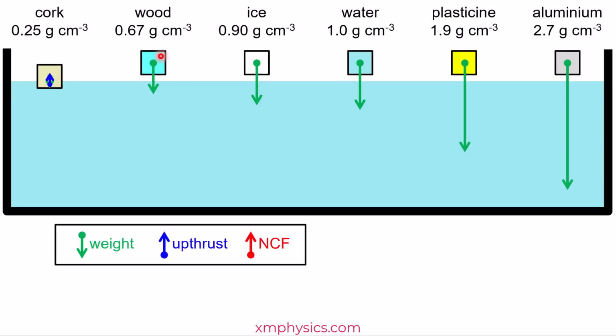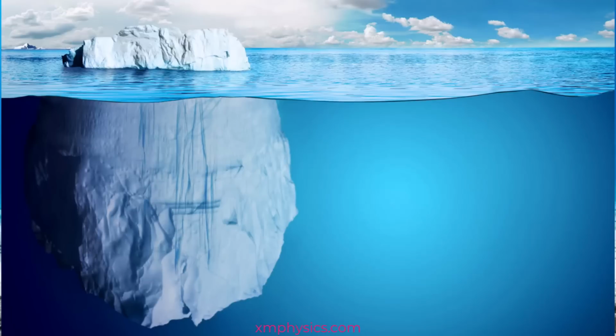Okay, moving on, wood. Wood is definitely going to float, and it's going to float with 2/3 of its volume submerged, because 1 cm cube of wood has the same weight as 0.67 cm cube of water. Get it? Moving on to ice. Ice has a density of 90% compared to the density of water, so it's going to float with 90% submerged and 10% above the water. There's this saying, the tip of the iceberg, right? So the tip of the iceberg is actually about 10% of the actual volume of the iceberg.